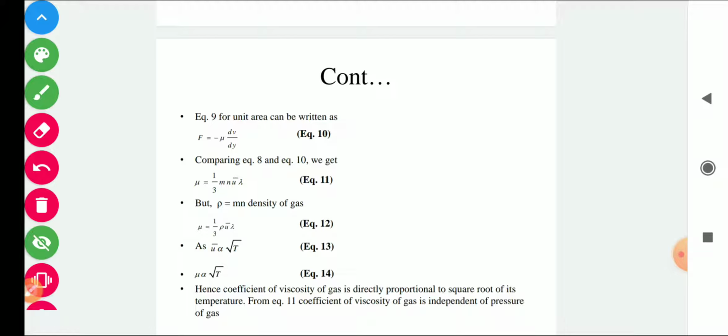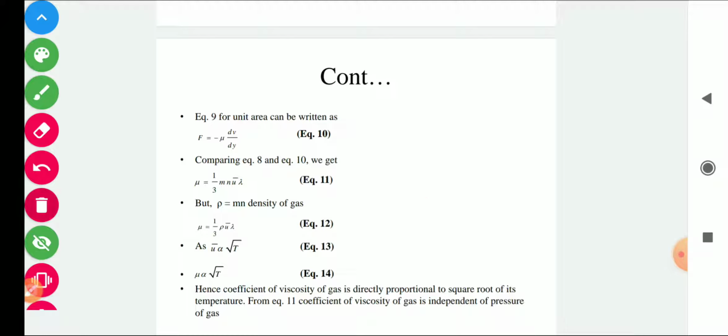So if we multiply it, mass per unit volume, it will give the density of the gas. So we can replace m into n by rho, the density of gas. So finally the viscosity will be equal to 1 by 3 rho u bar lambda. Now this average velocity is directly proportional to the square root of temperature.